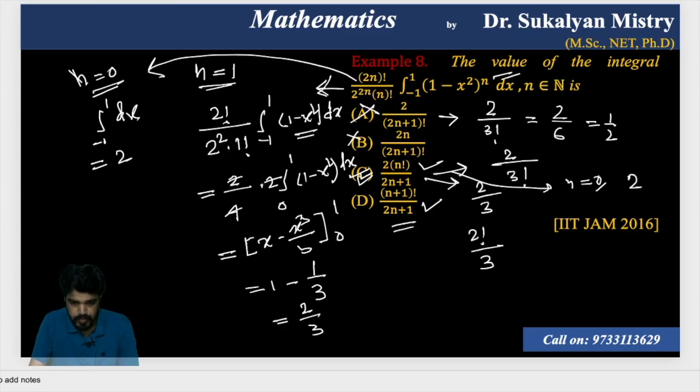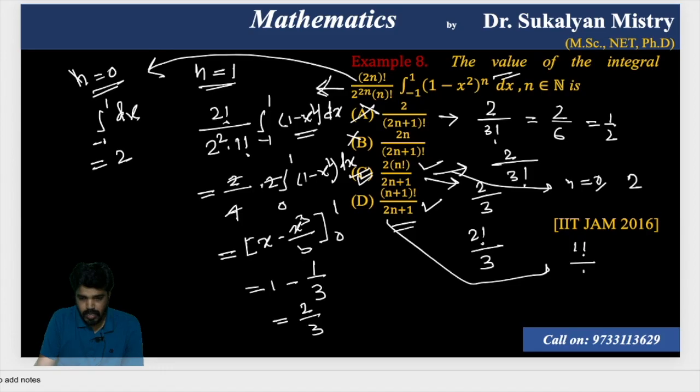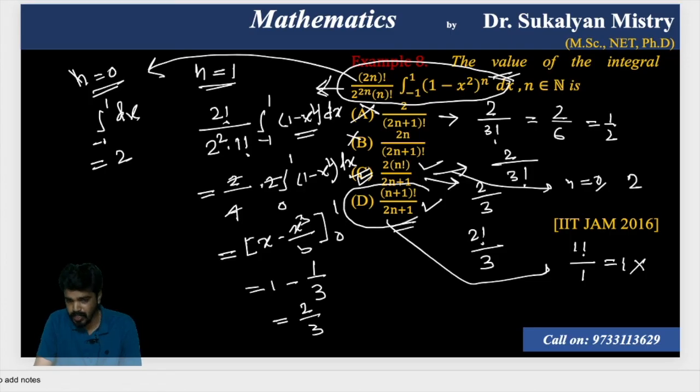If we put n is equal to 0 in option D, we get factorial 1 divided by factorial 1, that is 1. So, this is not correct, because when n is equal to 0, the value of this integral is 2, but the value of option D is 1. So, this is not true. So, option C is correct.